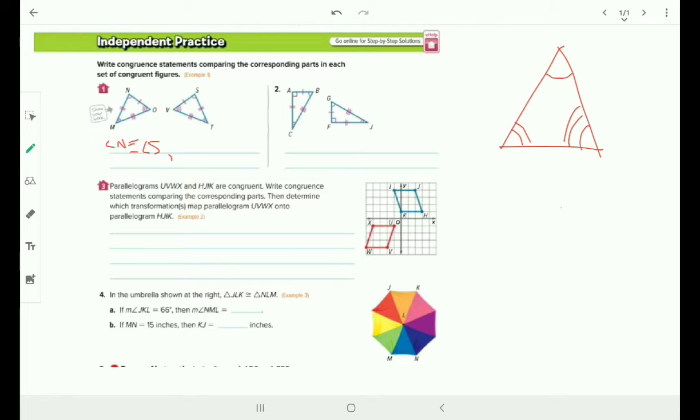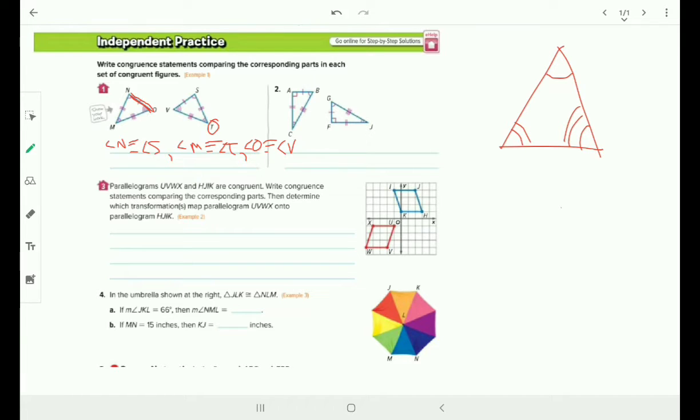Angle M, notice, has 2 half circles. So which one has 2? Well, that would be angle T and the other one. So angle M is congruent to angle T. And my last angle, angle O, is congruent to angle V. And it's important to denote that those 3 are congruent to each other. We don't want to mess that up. And now if we look at the line segments, let's look at our first line segment, NO.